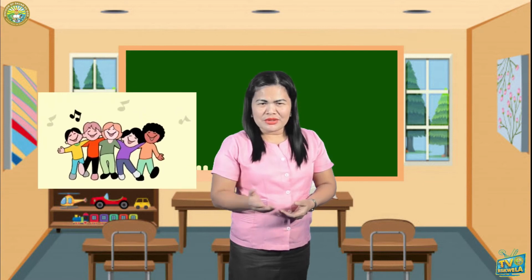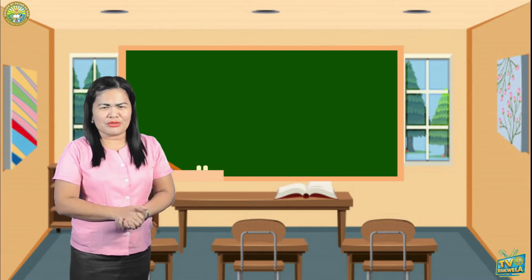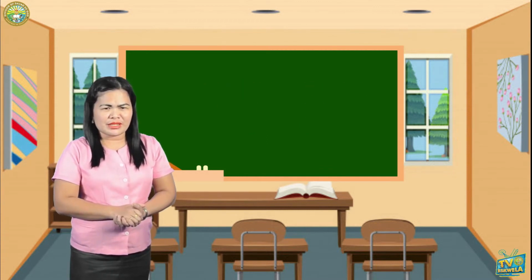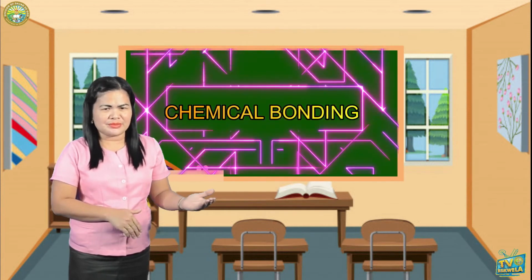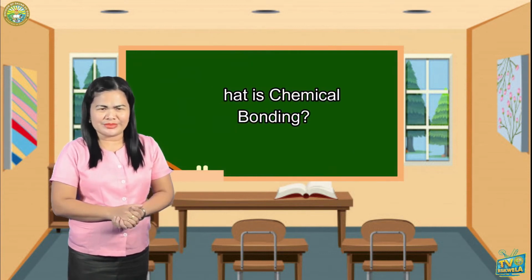Do you like bonding with your friends, family, or loved ones? Do you miss bonding with your classmates? Bonding as humans are very important in our social and emotional state. Moreover, did you know that the atoms bond as well? That is what we call as chemical bonding. What is chemical bonding?